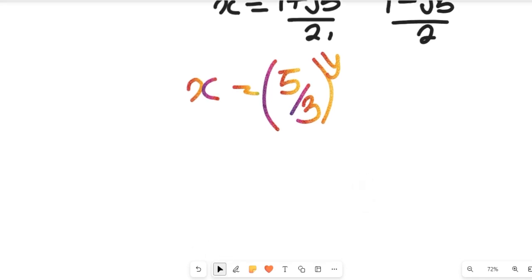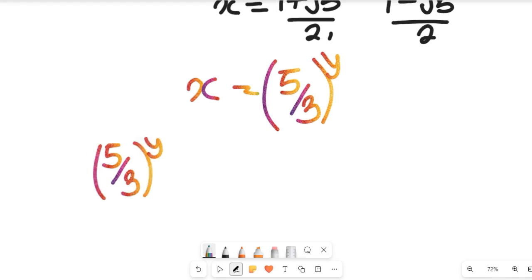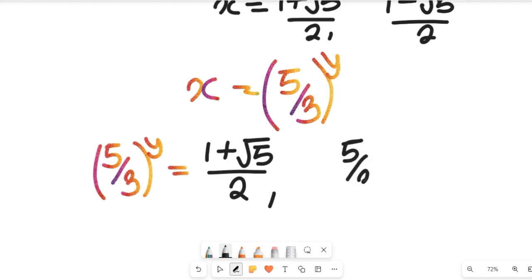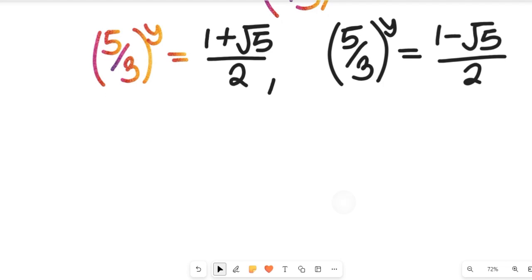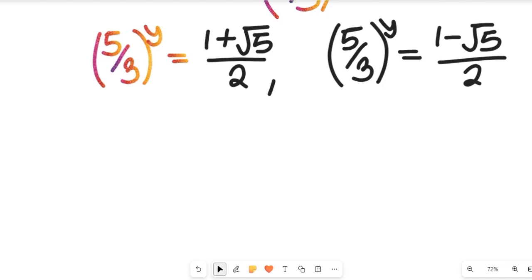So from the first expression, we are given that 5 divided by 3 all to the power of y can be equal to this value of x, which is 1 plus square root of 5 divided by 2, right? And we'll also see that 5 divided by 3 all to the power of y can still be equal to 1 minus square root of 5 divided by 2. So if we solve these two separate equations, we're going to find the values of y.